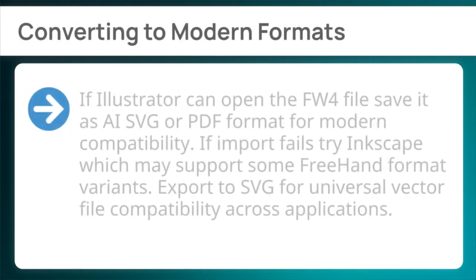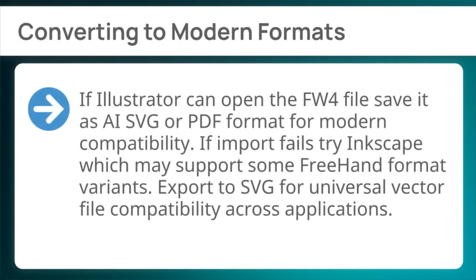Next, converting to modern formats. If Illustrator can open the FW4 file, save it as AI, SVG or PDF format for modern compatibility. If import fails, try Inkscape, which may support some FreeHand format variants. Export to SVG for universal vector file compatibility across applications.